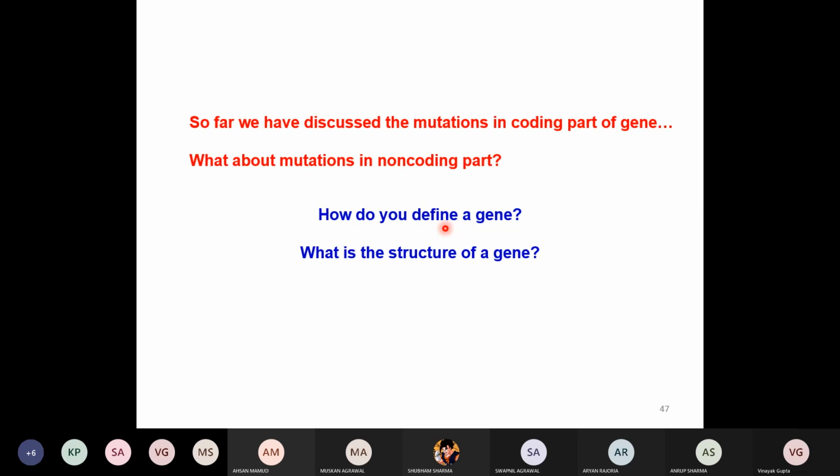By defining gene, you mean that we say base pairs are there, a lot of base pairs like that? No, no. Let's say somebody has to define a cell. People say that the cell is the fundamental unit of structure and function in our body. That is the definition of a cell. So in the same way, I'm asking what is the definition of a gene?